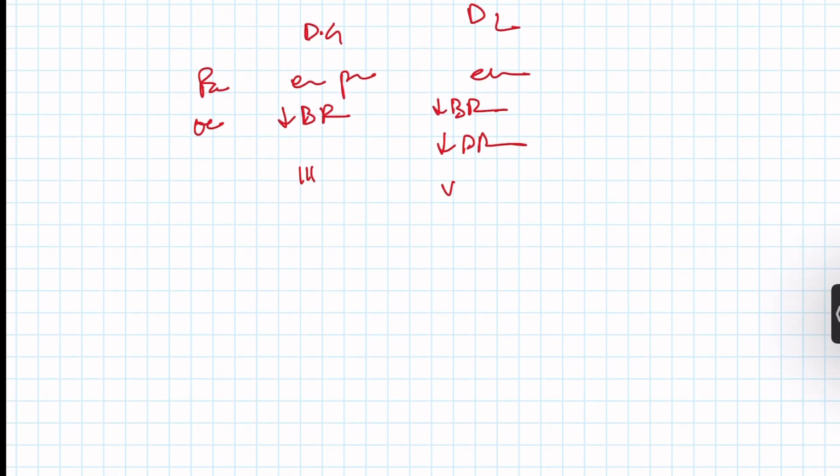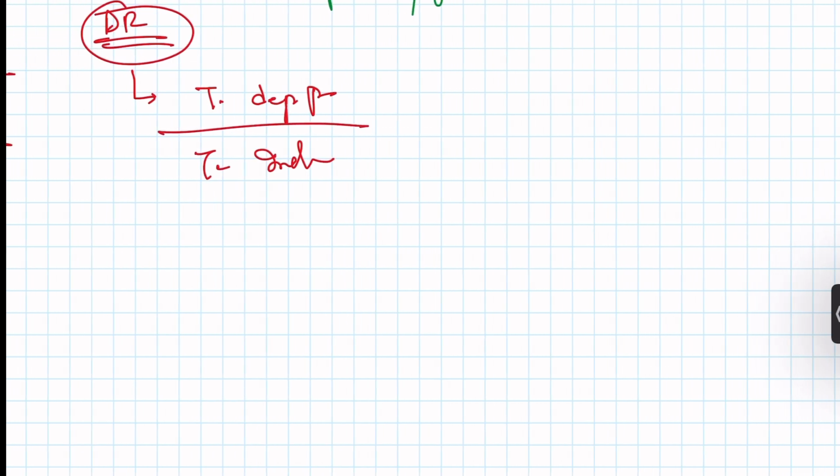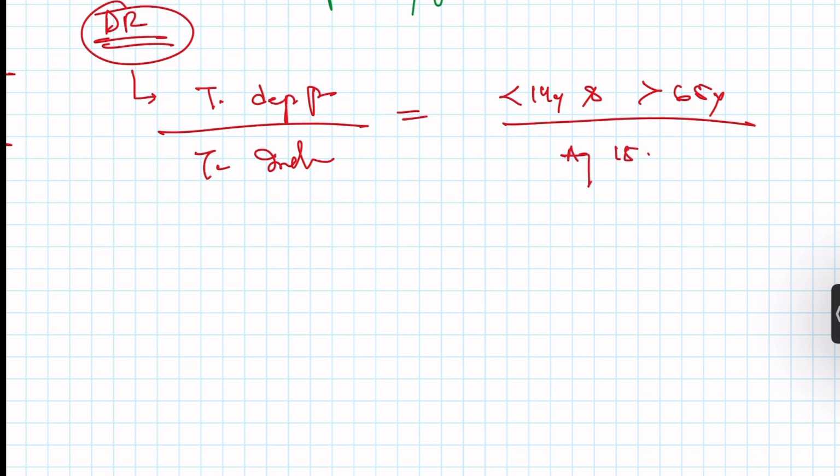Then what is dependency ratio? Dependency ratio means the total number of dependent population divided by the total number of independent population. Okay, so which age group do we consider as dependent? It is less than 14 years and more than 65 years, divided by the total number of independent. Independent means whatever is left in between, so the age between 15 to 64 years, multiplied by 100. So this is the dependency ratio.